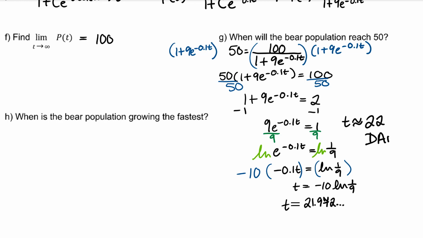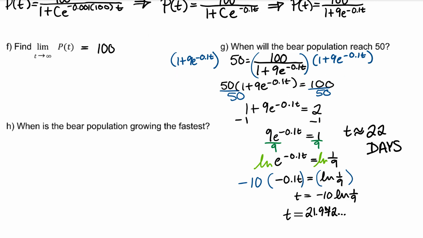So when will the bear population reach 50? After approximately 22 days.